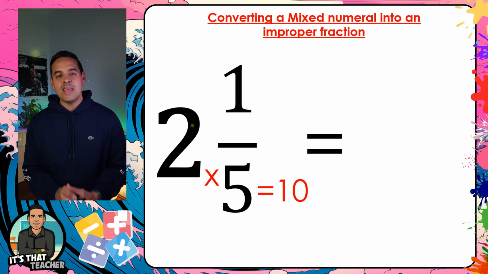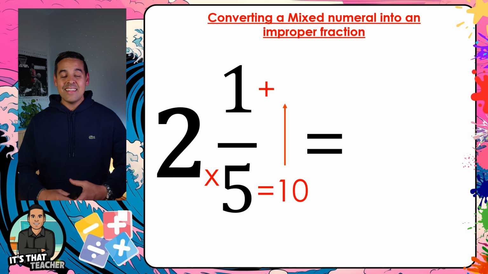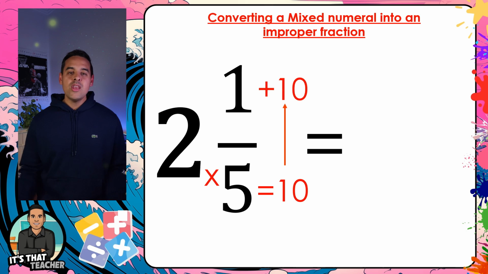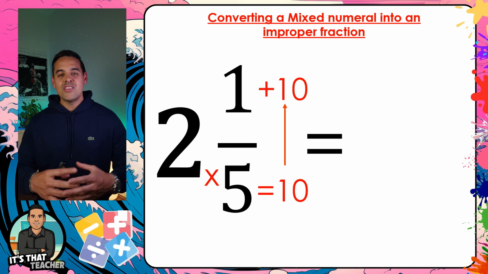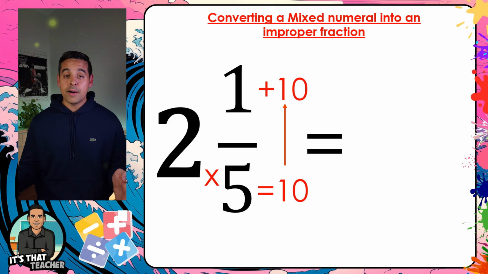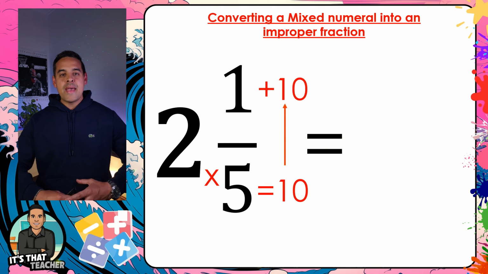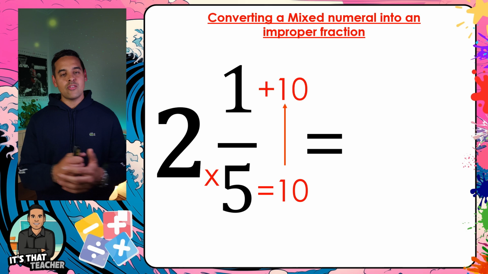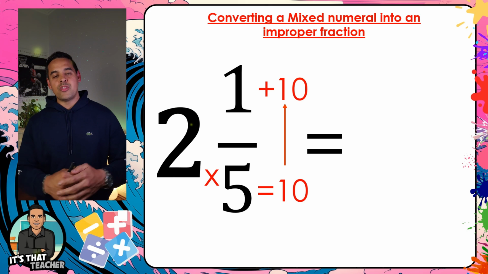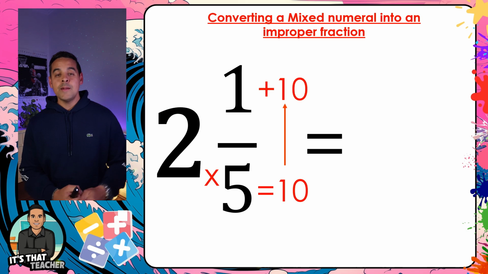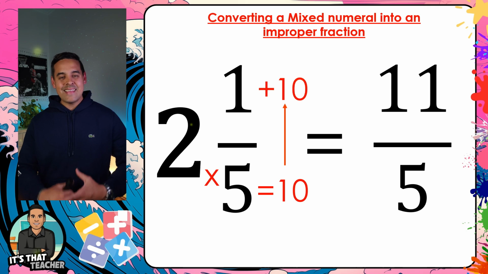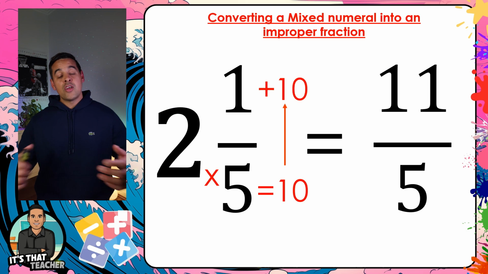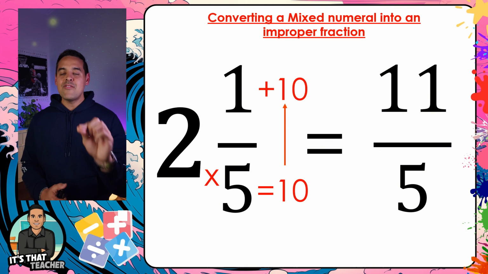Now what we need to do here is add that to our numerator. When you're working with mixed numerals and converting them into improper fractions, you do not change the denominators, because the whole number that has been divided into 5 equal parts does not change, but the amount of parts does change. That's why you need to keep the denominators the exact same. So what we need to do here is add 1 plus 10, that will give you 11. And remember, we keep the exact same denominator, which would be 5. So your improper fraction here is 11/5.